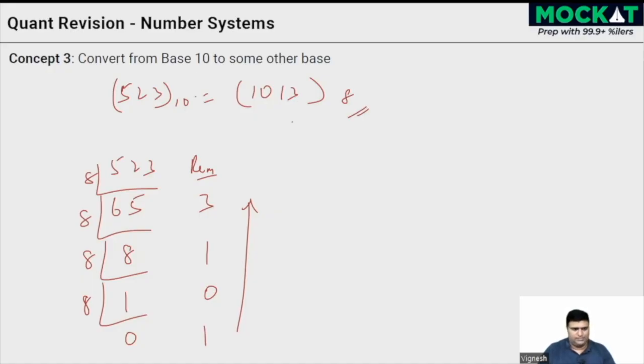Simple concept over here. Convert from some other base to our base, expand it. If it's from our base, you want to move to some other base, then you have to successively divide that number by that base and write the remainders from bottom to top.